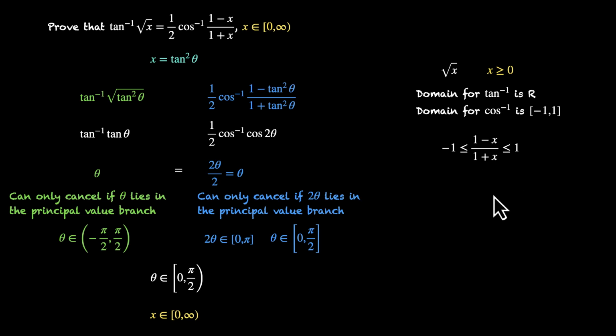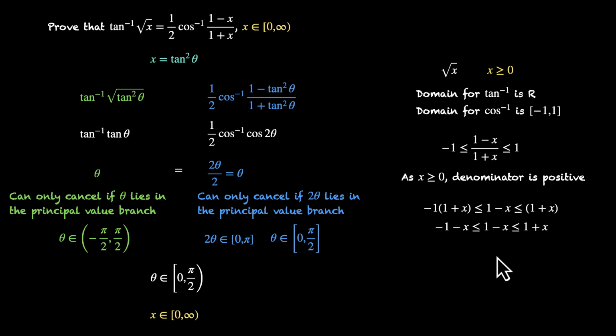So let's see what this gives us. Here we can say that 1 plus x, the denominator, will always be positive because x is also satisfying these other constraints. Here x is greater than or equal to 0. So when that's the case, the denominator is always positive. And if the denominator is positive, we can cross multiply. This is minus 1 times (1 plus x) less than or equal to 1 minus x less than or equal to 1 plus x. If we simplify this, we get this double inequality. If we take the first part of it, minus 1 minus x less than or equal to 1 minus x.